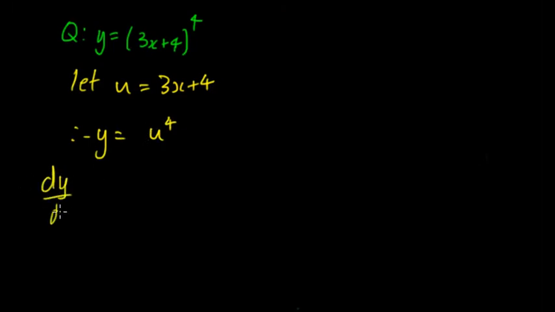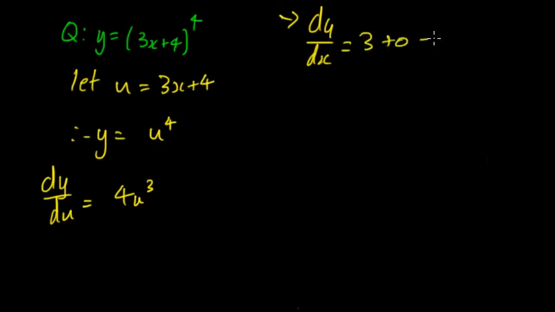Therefore, I can work out what dy du is. That is 4u to the 3. So that's, bring the 4 down, 4 minus 1 is 3, so we get 4u to the 3. And then what does du dx equal? Well, we have 3x plus 4. So 3x, you bring the 1 down, we get 1 times 3x to the 0, which is just 1, so we get 3, plus the constant, so that's 0, so that's just equal to 3.